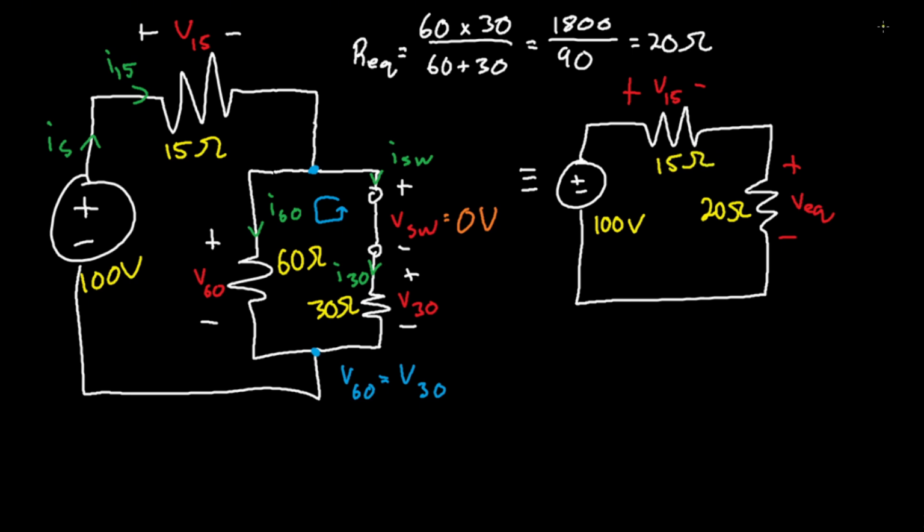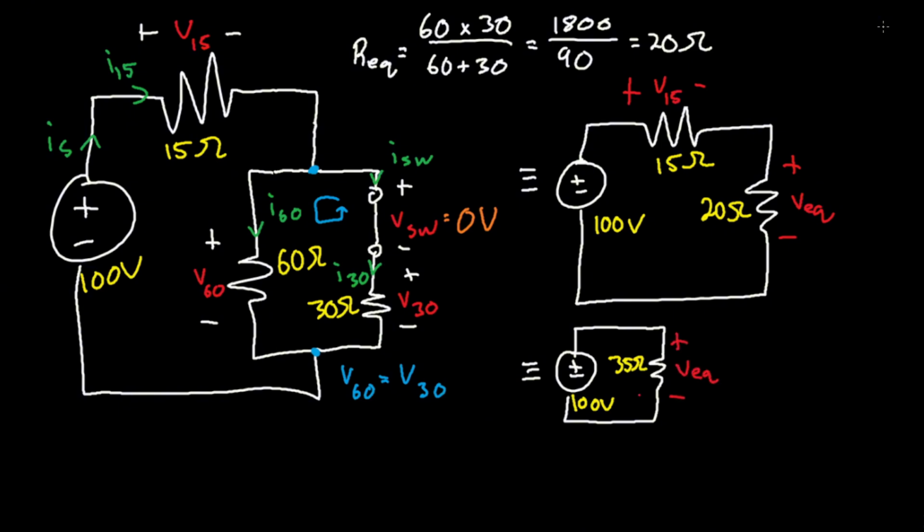Well, since we have resistors in series here, what can we do? Oh, we can just add them. So if we add these two resistors, we just get a single equivalent resistance. That equivalent resistance is given by 15 plus 20, which is 35 ohms. And the voltage at this voltage source is 100 volts.